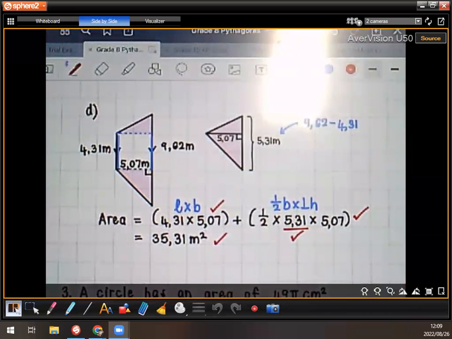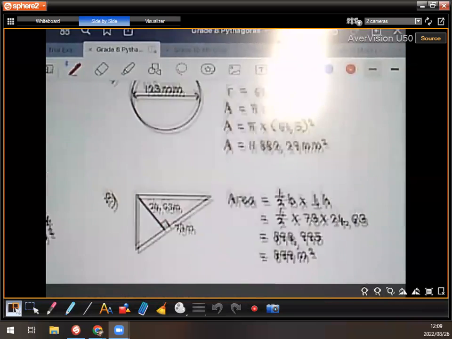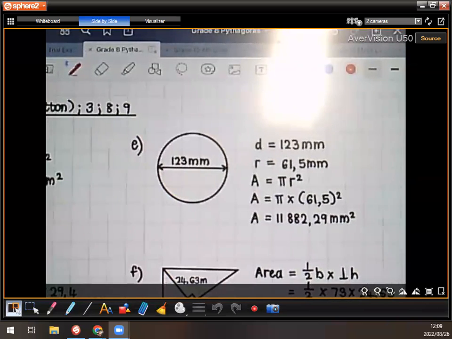But are we remembering our square on the units? Hey, meter squared or centimeter? What is it? What square? Okay, fine. We're gonna go on to E. Oh no, stop it. I saw it.